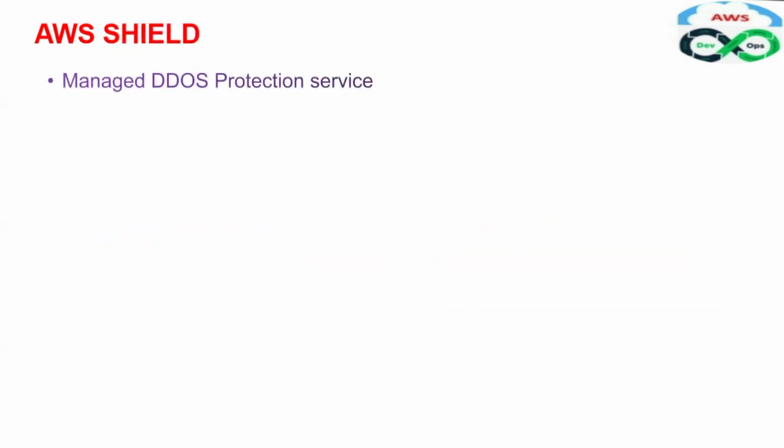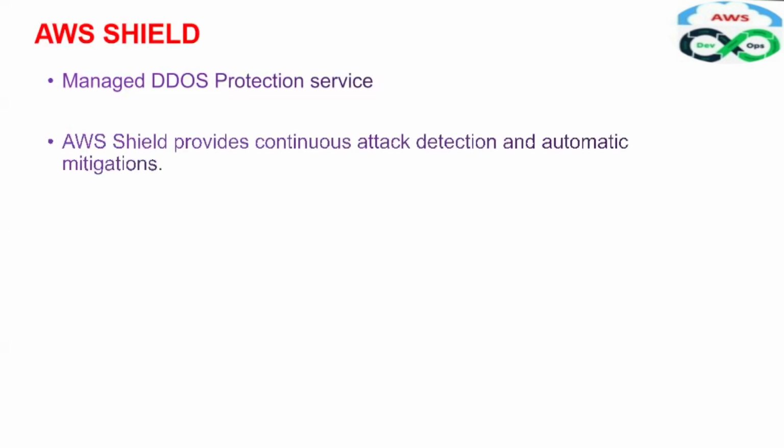Now, what is Shield? Shield is a managed DDoS protection service, right? DDoS, we know, is distributed denial of service attacks. These are attacks coming from the internet, which would contribute to performance degradation for your infrastructure as well as for your applications. So if you want to mitigate DDoS attacks, yes, we can go ahead and register for the Shield service. Shield provides continuous attack detection and also automatic mitigations.